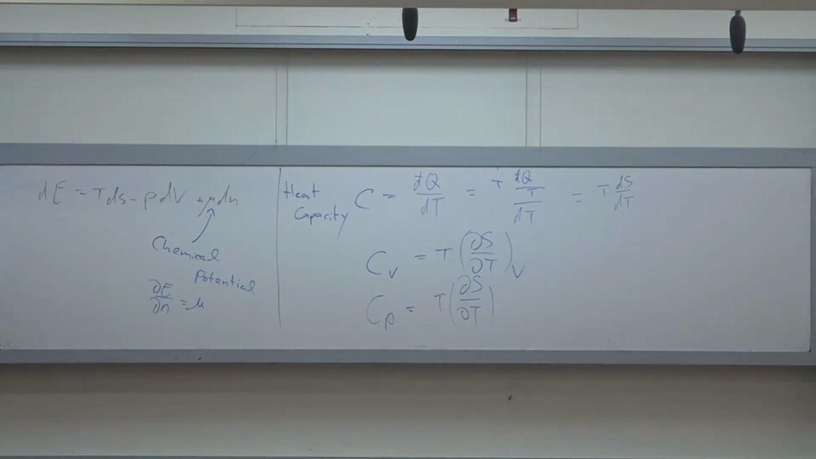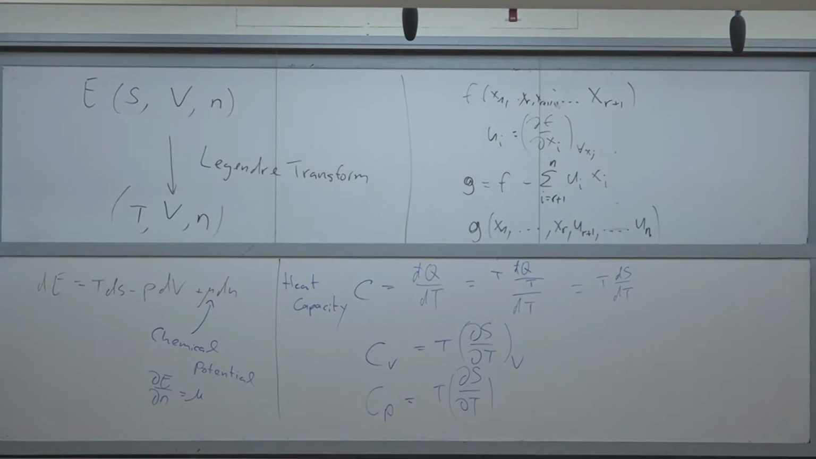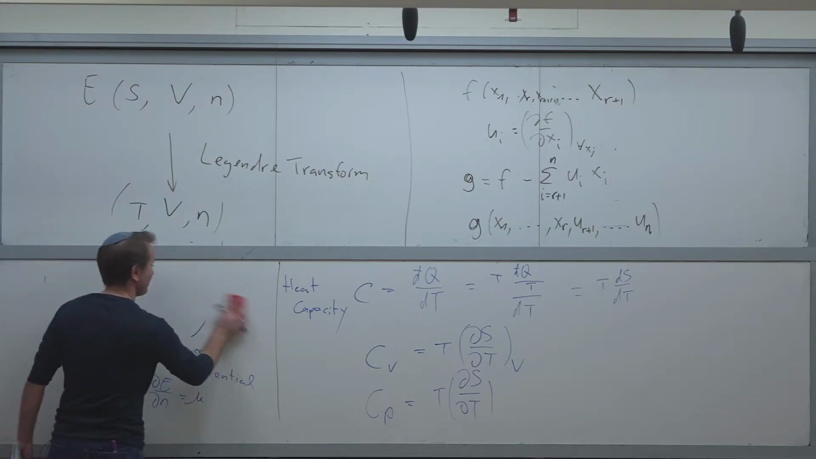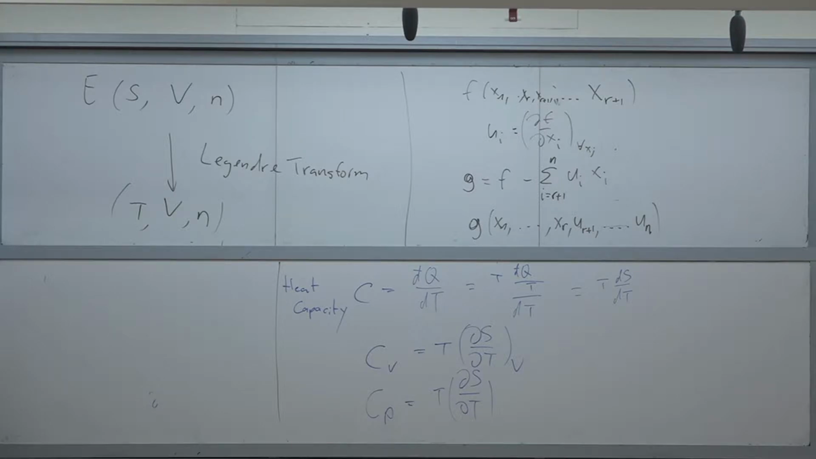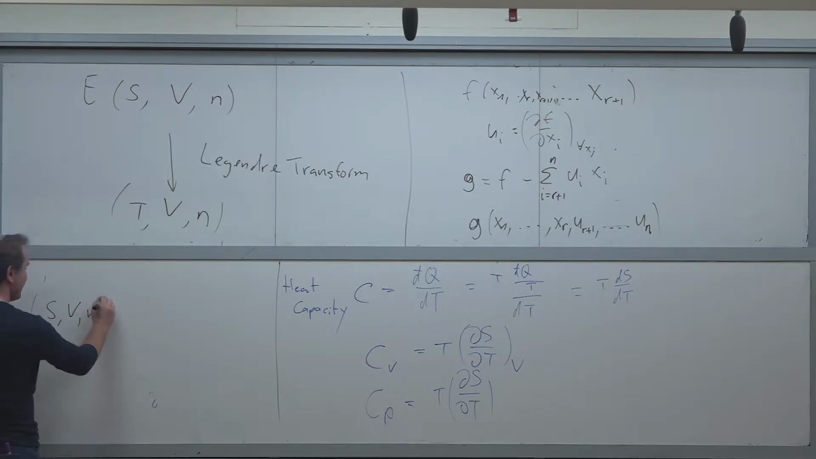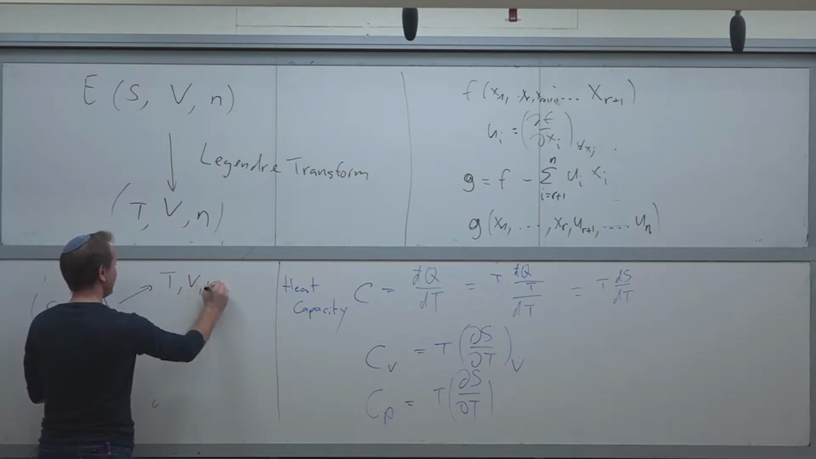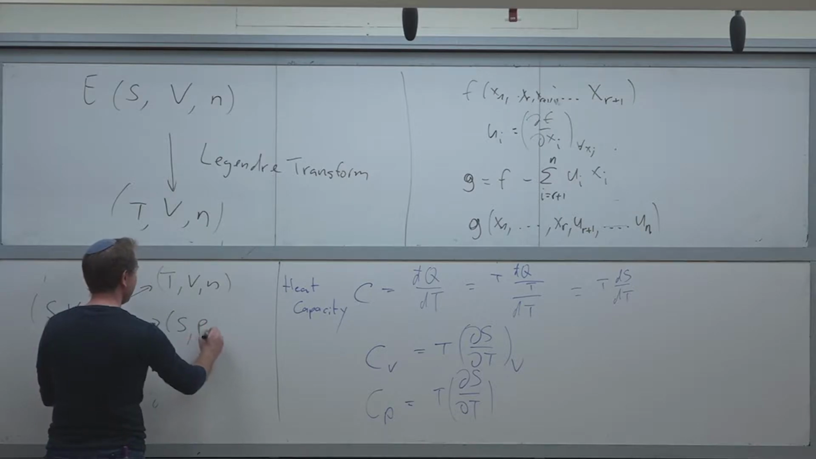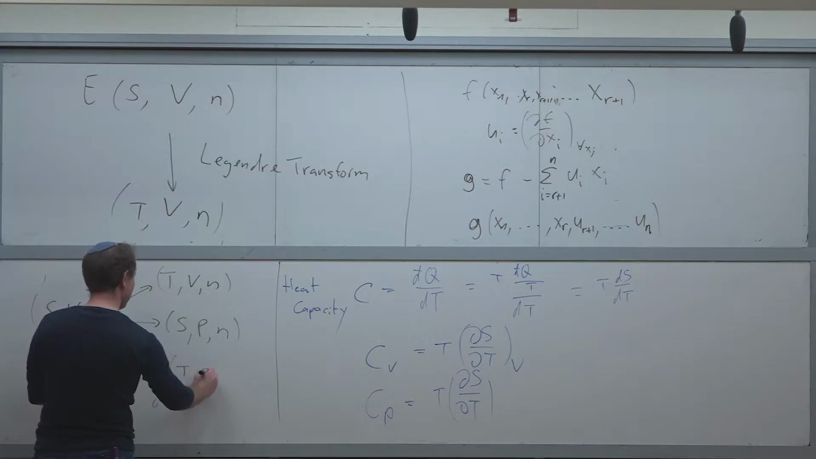We have written on the board three different transformations. Any questions? No? Great. So what are the transformations? If we have initially S, V, and N, we can go from here to T, V, and N. We can go to S, P, and N, or we can go to T, P, and N.